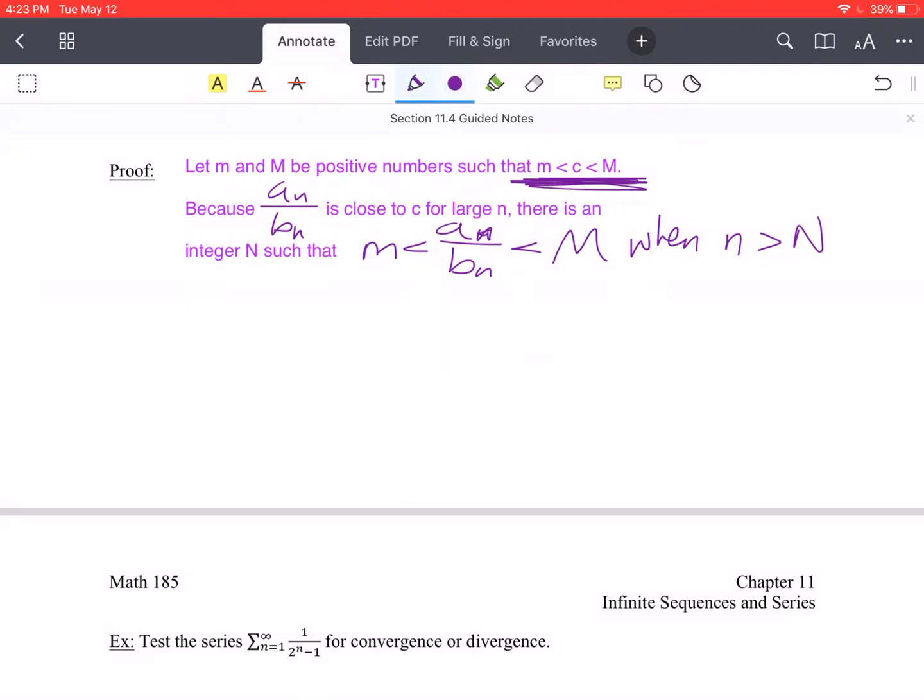Okay, so what this tells us, if I go ahead and multiply b sub n to all sides of this, that gives us m times b sub n is less than a sub n, which is less than big M times b sub n, when little n is bigger than big N. So again, that's just saying as we go further and further out towards infinity.